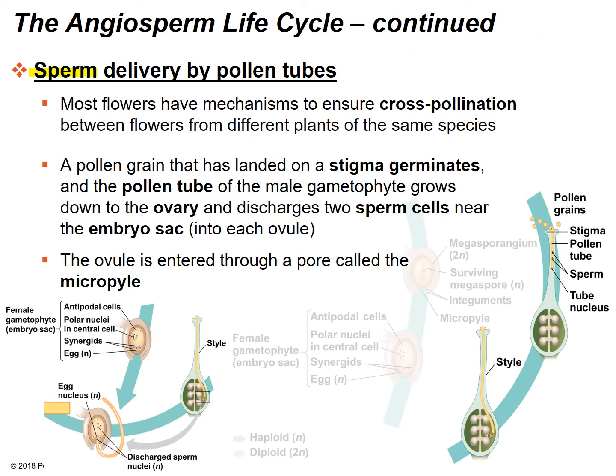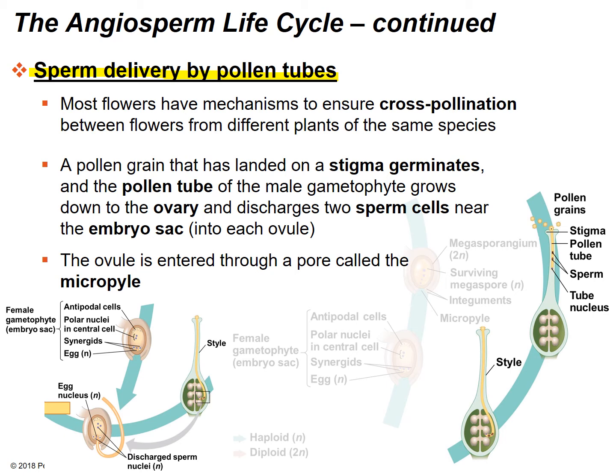Now we're going to talk about pollination. Sperm delivery by pollen tubes. Most flowers have mechanisms to ensure cross-pollination between flowers from different plants of the same species. This increases the variations, which is a very important source of genetic variation.